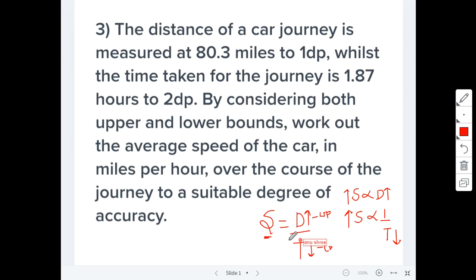And vice versa, if you have to calculate the lower bound, then you have to decrease the distance and increase the time. So you have to calculate the lower bound of distance and the upper bound of time. Is this point clear?